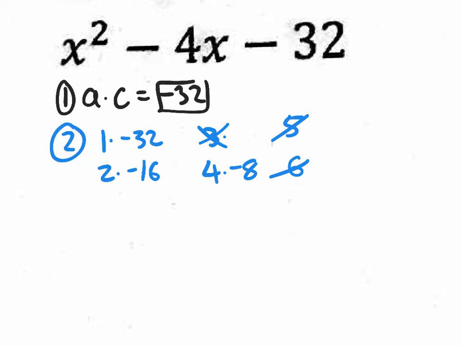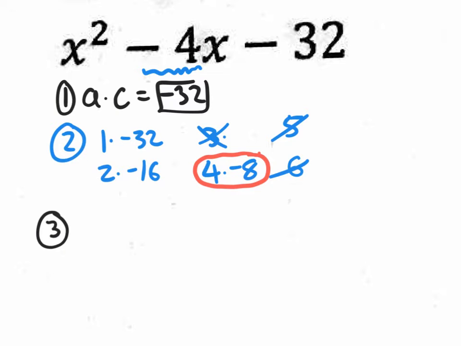Which of these pairs of numbers will combine together to give us the b value when we know that the b value is negative 4? 4 times negative 8. All right, so this is the pair of numbers that we've been looking for. Step 3 is to rewrite the whole polynomial, but instead of 3 terms, we want 4 terms. And how are we going to do that? We're going to change the b value from negative 4x to become positive 4x minus 8x. Because positive 4x minus 8x is the same thing as negative 4x.